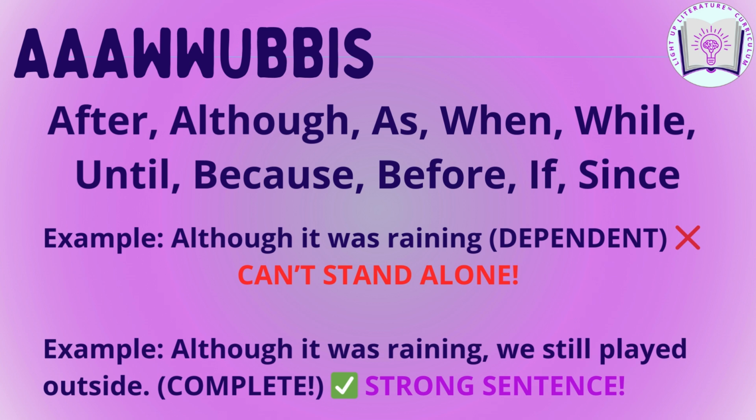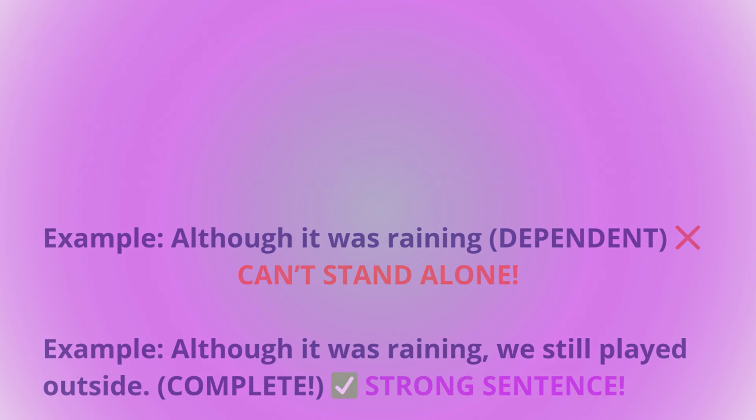If we don't start the sentence with one of those words, or start the sentence with an independent clause or a complete sentence, then you don't even have to use the comma. That's perfect, right? One less thing to do. So let's dive a little deeper on this.